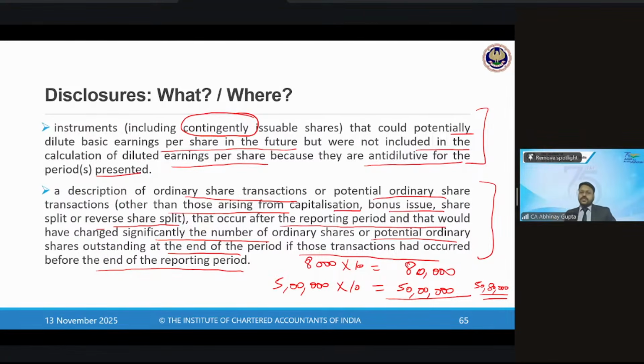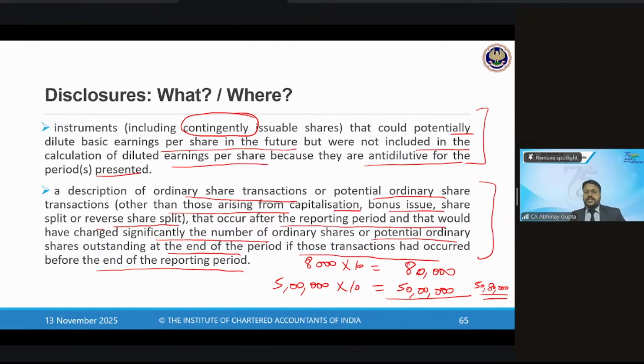Now, if this IPO is taking place in the April month, right, and we are preparing the financials for 31st March. So for 31st March, how many shares you will consider for the purpose of calculation of earning per share and diluted earning per share? 8,000 or 5 lakh 8,000? How come? So the IPO transaction is scheduled in April, right? This is not scheduled in March, right?